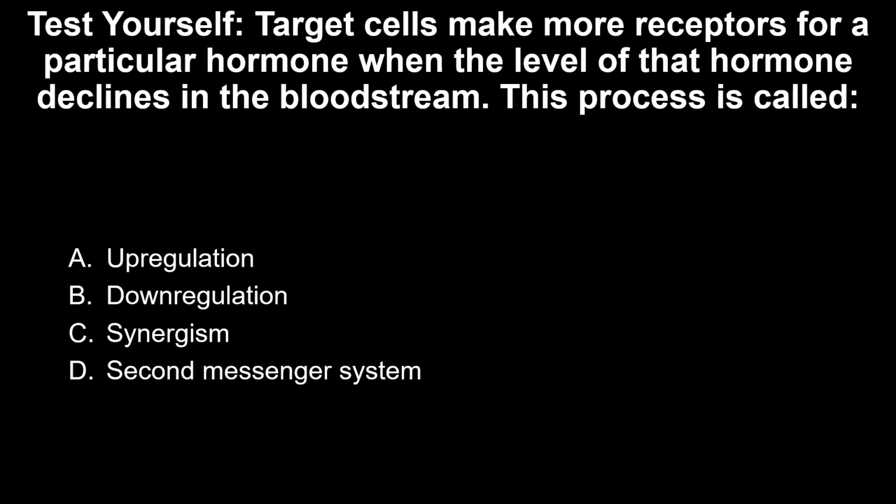So test yourself really quick. Target cells make more receptors for a particular hormone when the level of that hormone declines in the bloodstream. This process is called what? The process of a target cell making more receptors for a particular hormone, while that hormone declines in concentration in the bloodstream, is upregulation, making those cells more sensitive to the lower concentration of that hormone in the bloodstream.